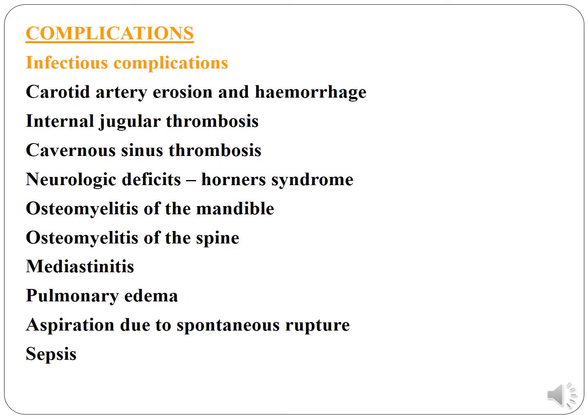So what can happen if these things are not done? Carotid artery erosion can happen, and then something called carotid blowout can happen, and it can cause massive hemorrhage. Internal jugular thrombosis can happen, which can affect the brain, and cavernous sinus thrombosis can happen, neurologic deficits can happen. Osteomyelitis can happen when it eats up the entire bone of the mandible, and then osteomyelitis of the spine can happen when it goes to the prevertebral fascia, and then mediastinitis can happen, pulmonary edema can happen, aspiration due to spontaneous rupture of the pus can happen, and ultimately sepsis can happen. All these things can predispose to death.